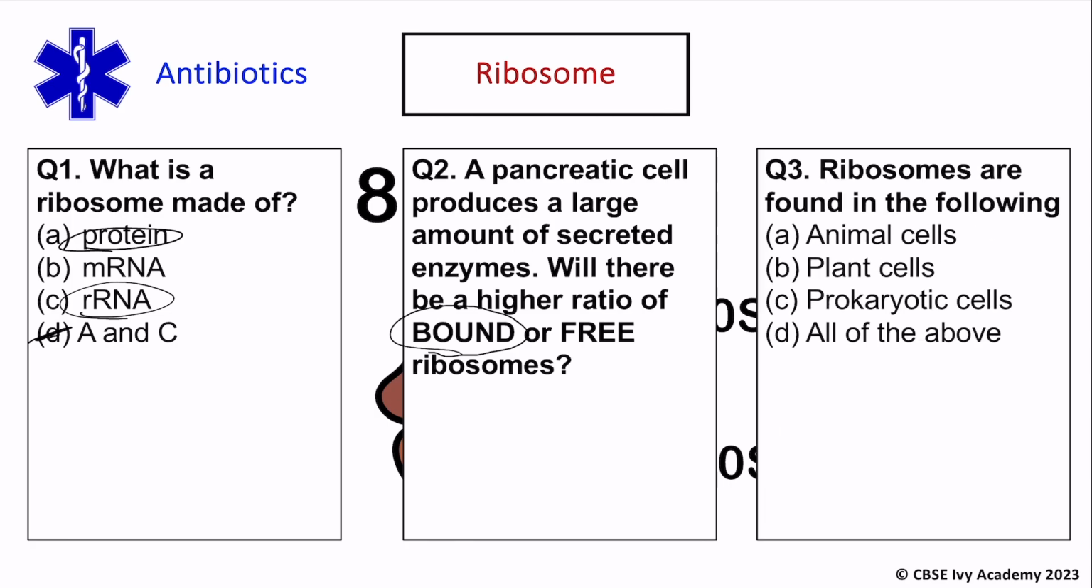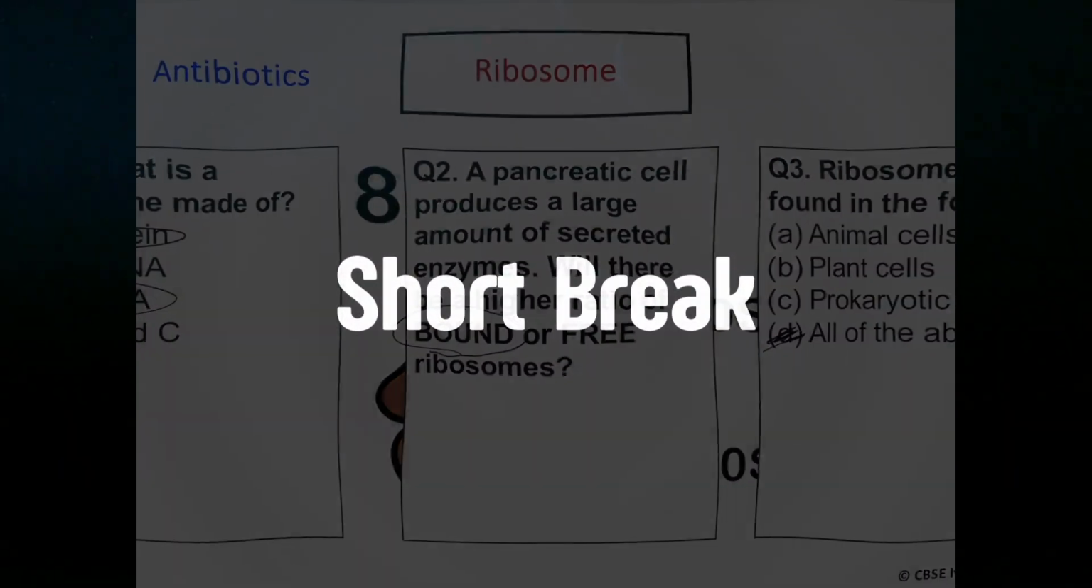Last question is, are ribosomes found in animal cells, plant cells, prokaryotic cells, or all of the above? And the answer is all of the above. Ribosomes are found in animal cells, plant cells, prokaryotic cells. They're assembled within the nucleus, and they are embedded also in the nuclear envelope. And I believe you can also find them in mitochondria and chloroplasts. Okay.